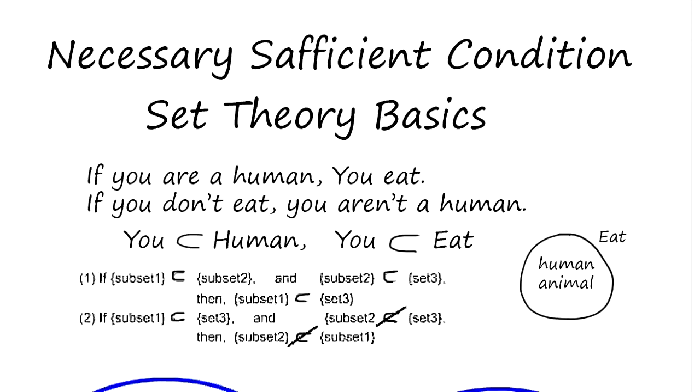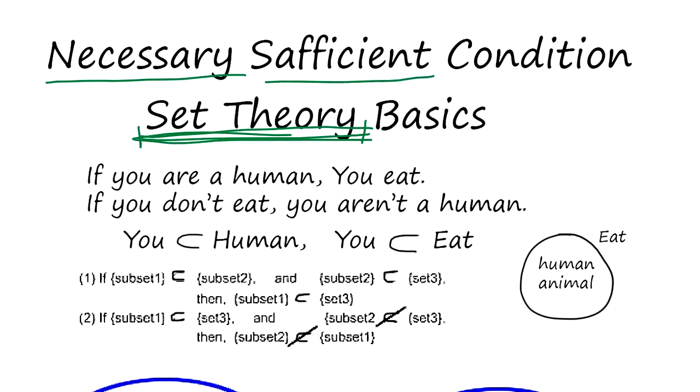We talk about contrapositive, but in order to understand that, we have to go through some basics in set theory. Set theory is like grouping things together and finding out the relation between them. A relation is like a necessary condition and sufficient condition. Some of them are necessary and sufficient conditions. For example, if you are a human, you eat.